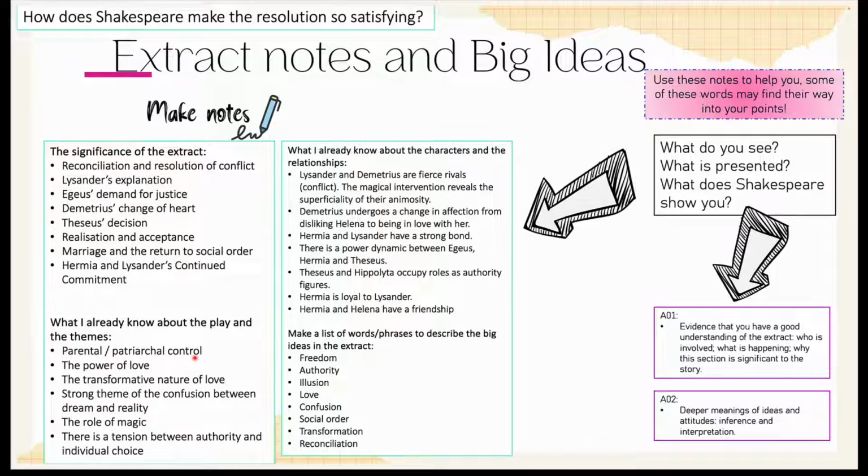So this is why also the knowledge that you have about previous acts and scenes is really, really important here. So what we already know is that we do have this undercurrent of power, patriarchal control. But also we have love and the transformative nature of love. Think about what we've just experienced in the forest. But then we also have this strong theme of confusion, the role of magic. And that's also brought back here with the resolution. And then we've got what we already know about the characters and their relationships. And most importantly, this is our list of keywords and phrases to describe what we see, the big ideas that are reflected in this extract.